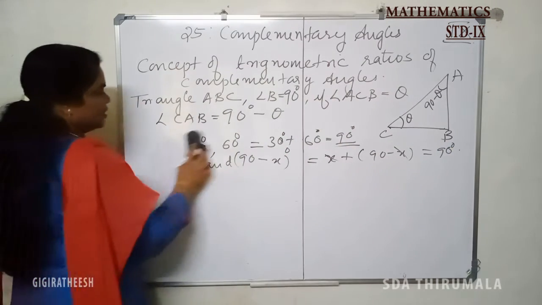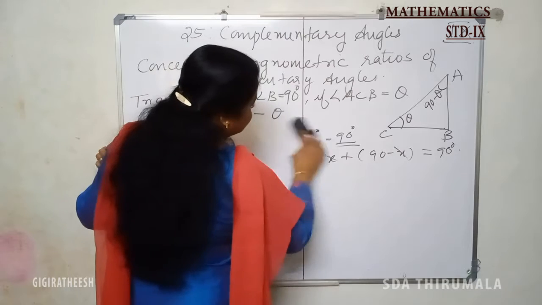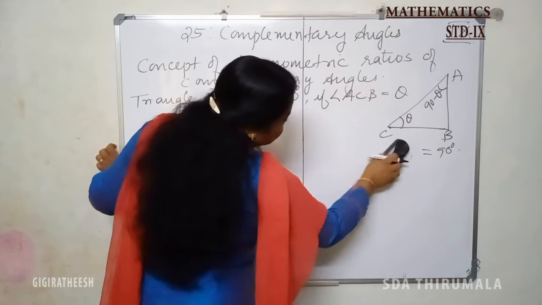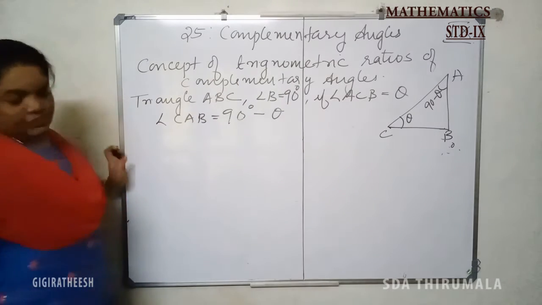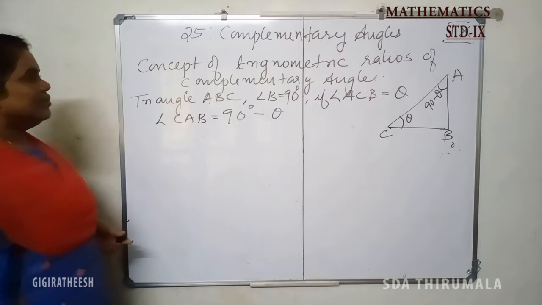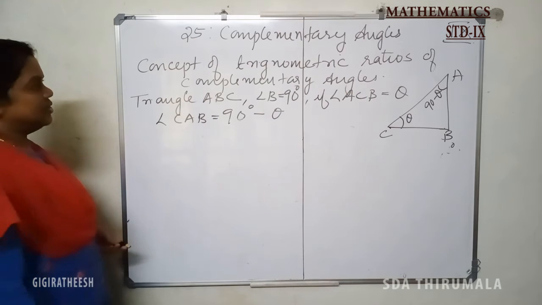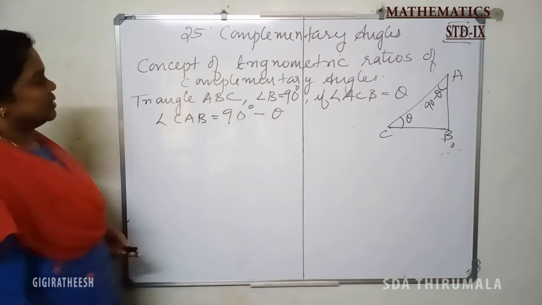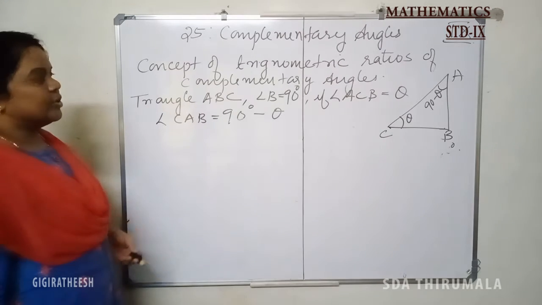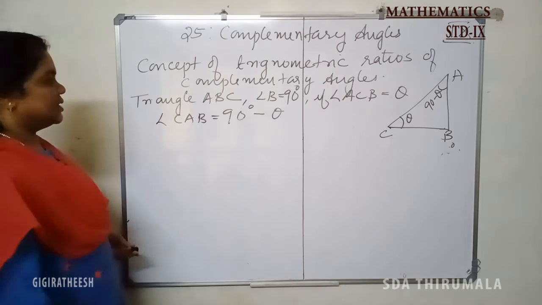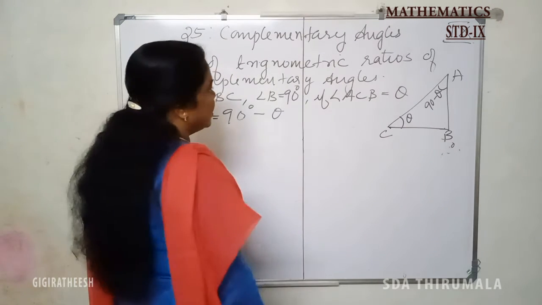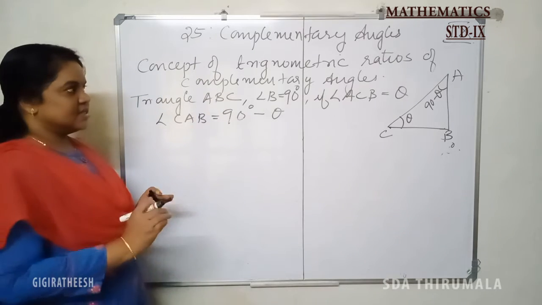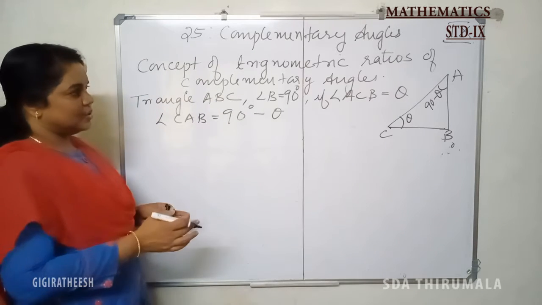After that, the concept of this lesson is the trigonometrical ratios of complementary angles. Here is a triangle relating these trigonometric ratios and complementary angles.